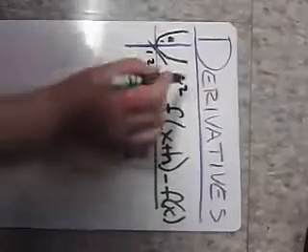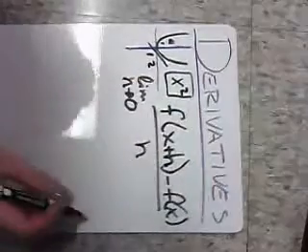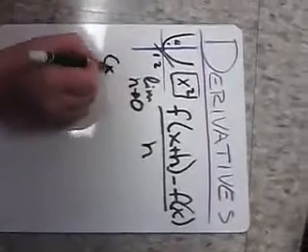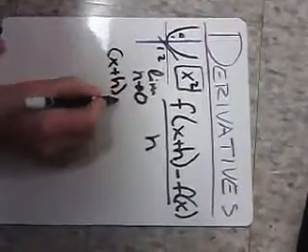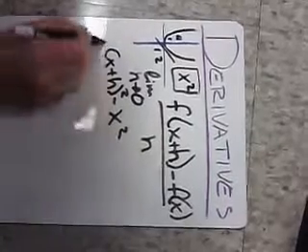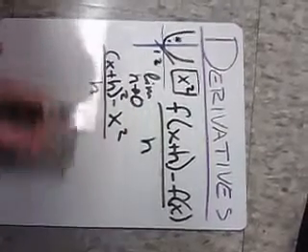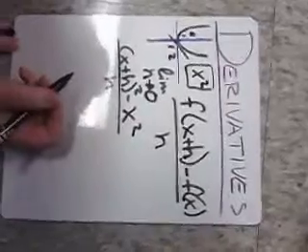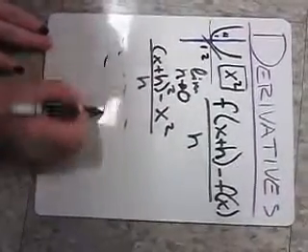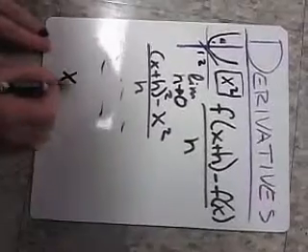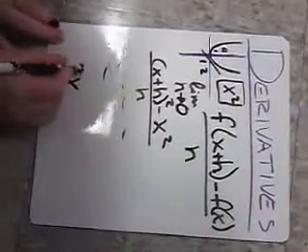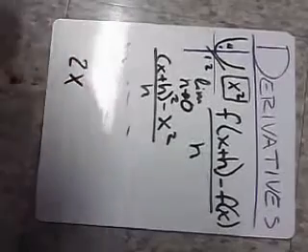So let's say we use this equation up here, x squared. Well, what that looks like is x plus h squared minus x squared, all over h. We could show you how to multiply that out, but you should know that by now. So we're just going to skip right to it. And you get your derivative, 2x, right?